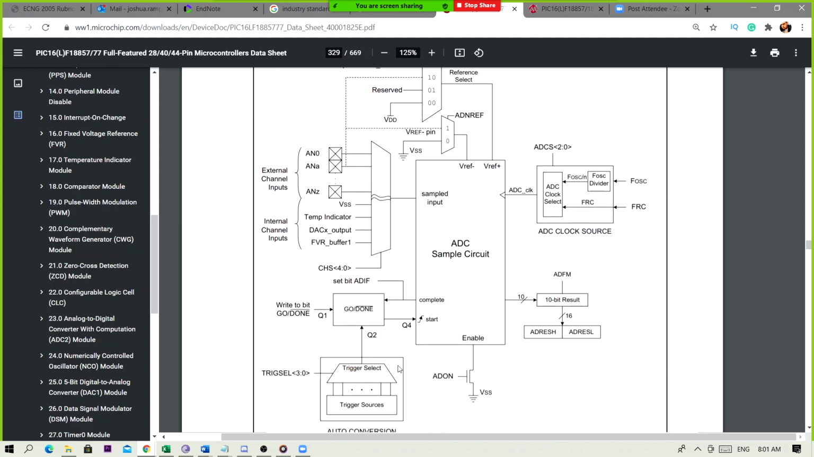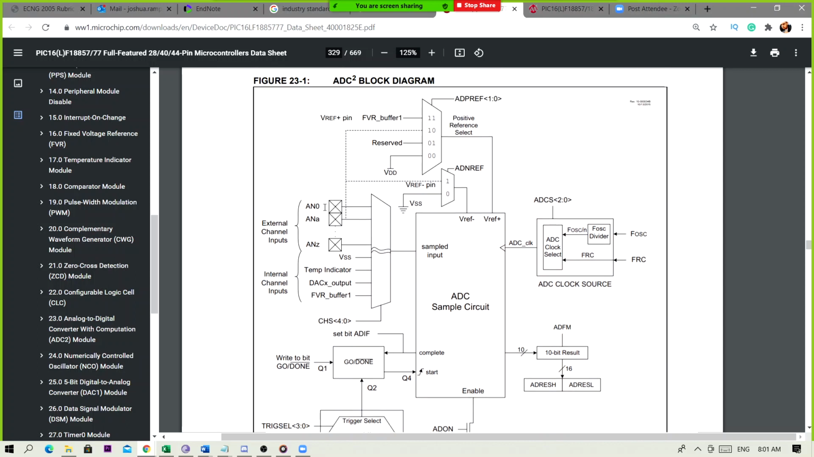So you'll notice based on this sample circuit, to the left side, you see it says external channel inputs, AN0, AN1, and so on, right? Those are the external channel inputs we're interested in connecting to. We also notice that on the right-hand side, there's a clock source. So you need to configure the ADC. We need to set that clock source up for the ADC. In other words, the ADC needs its own clock source in order to operate, right?